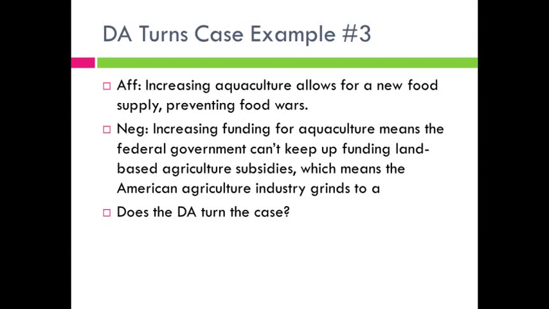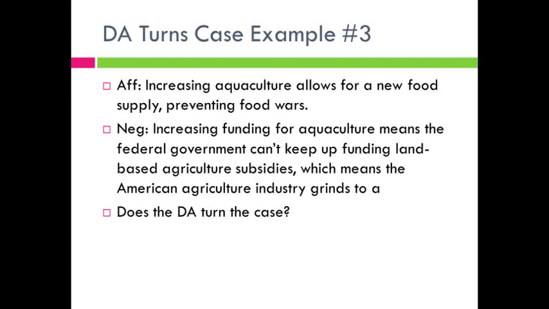And the neg says, increasing funding for aquaculture means that the federal government can't fund land-based agriculture subsidies, which means the American agriculture industry, as opposed to the aquaculture industry, grinds to a halt. So, does the Disad turn the case?